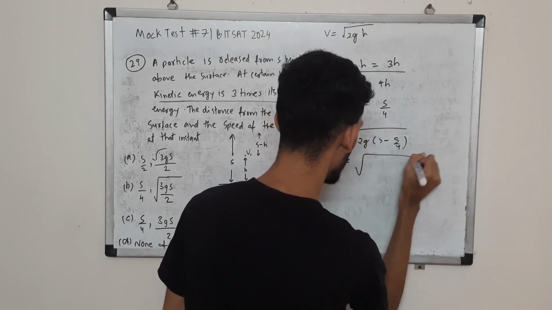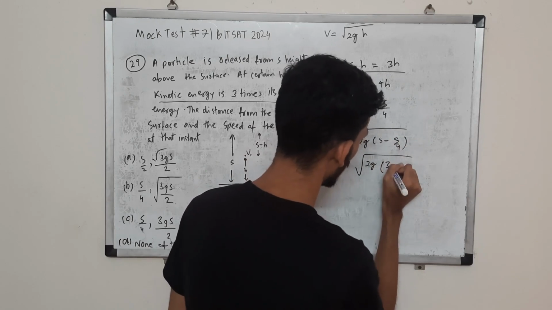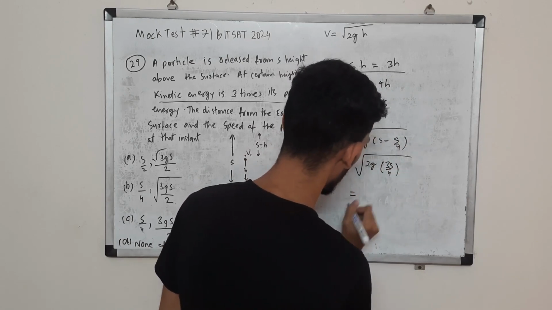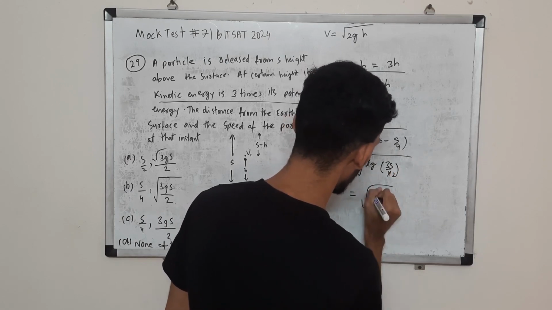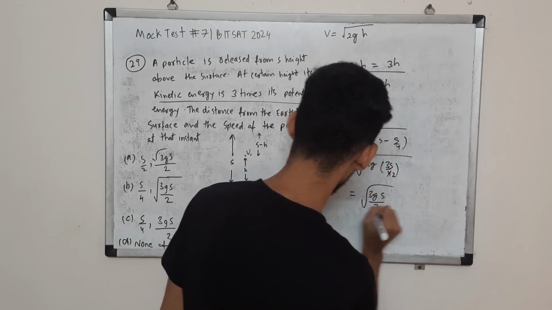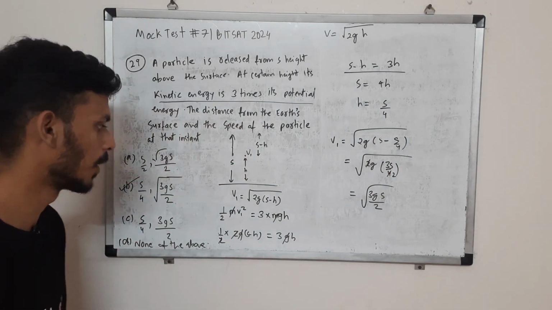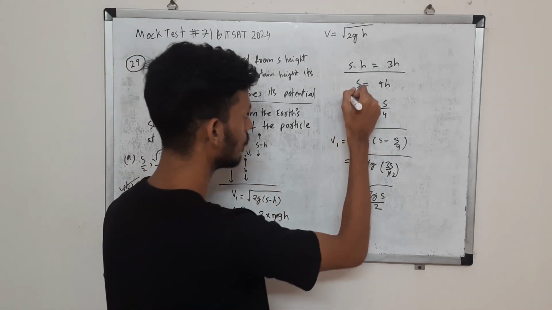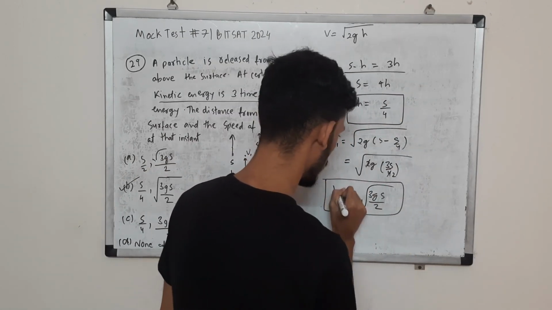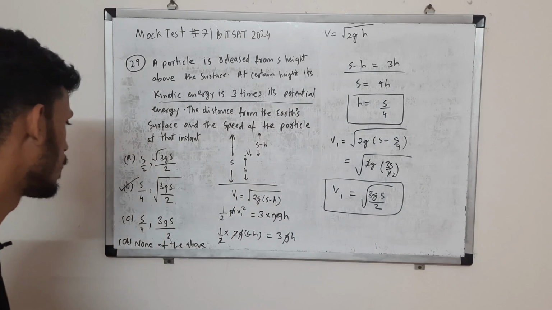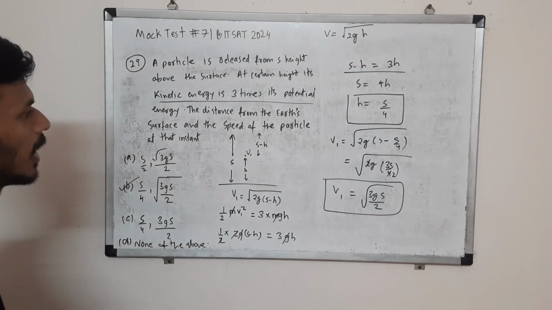So 2g, this will be 3/4, right? 1 minus 1/4 is 3/4. So we get, 2 can cancel this, so we have 3gs by 2. Is that an answer? Yes. Option B is the correct choice over here, because you get the height as s by 4 and the velocity as under root 3gs by 2. So that is our correct choice.